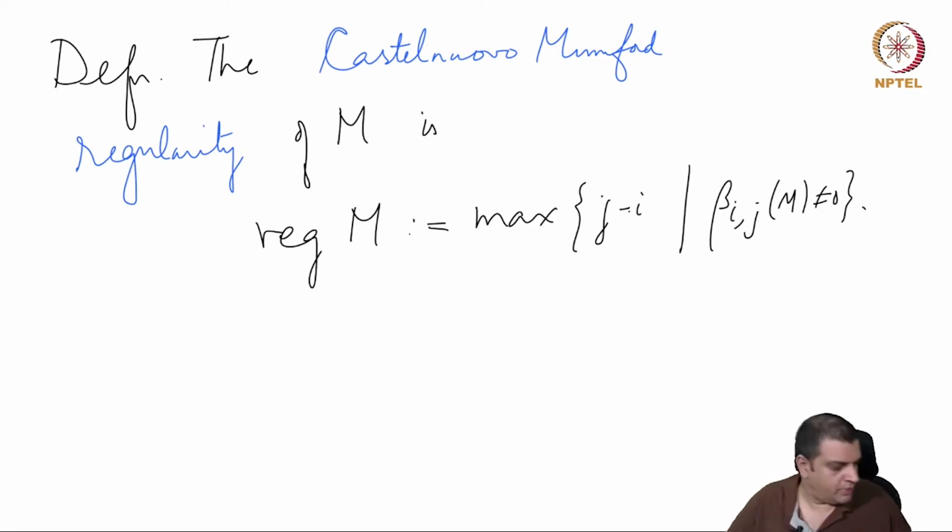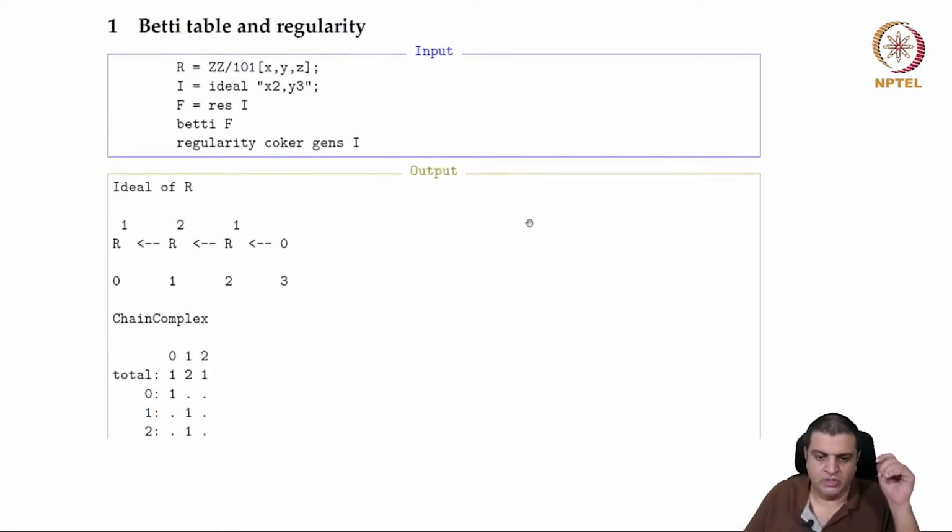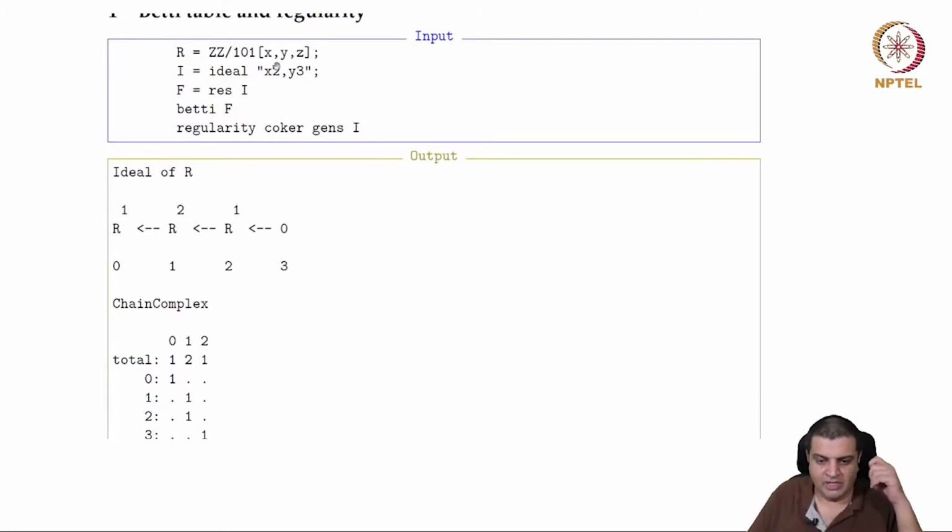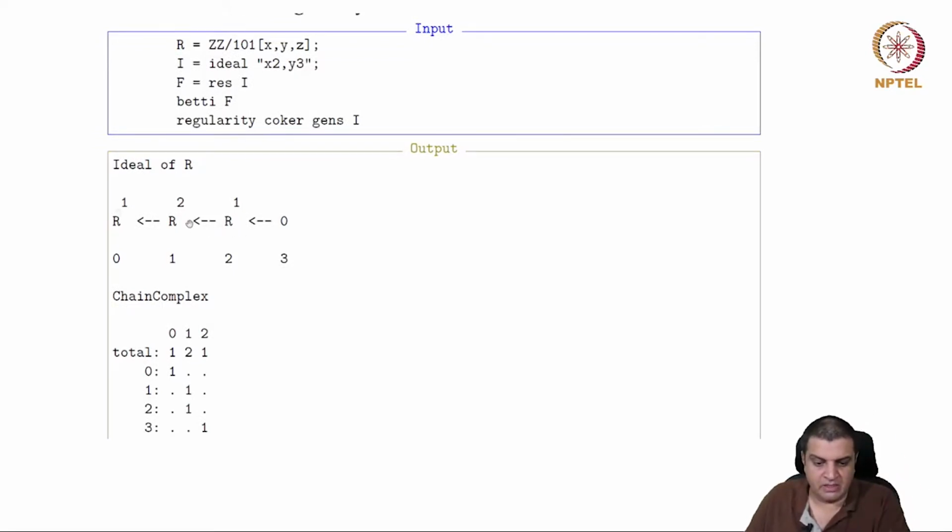Okay, so we can look at a Macaulay2 example. We take a polynomial ring in 3 variables x, y, z. Then we take the ideal generated by x squared and y cubed, and we ask for the resolution of I. Then we ask for the Betti table of I. One can show that this is a regular sequence: x squared is a non-zero divisor, and y cubed is a non-zero divisor modulo x squared. So this is a Koszul complex.